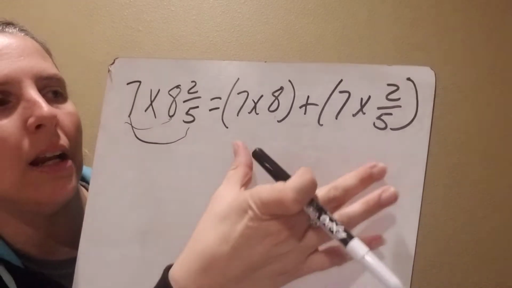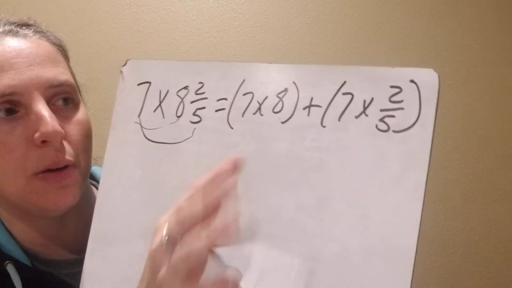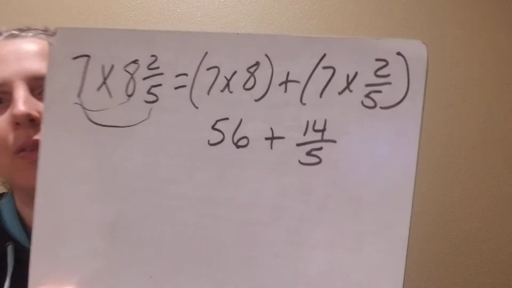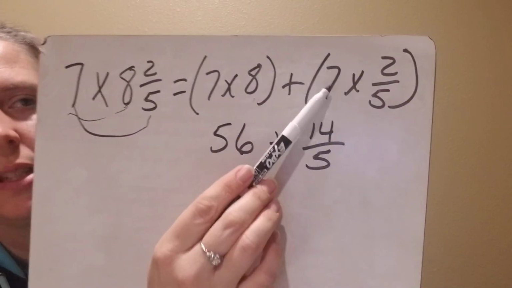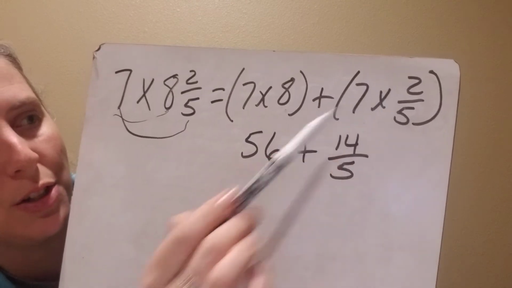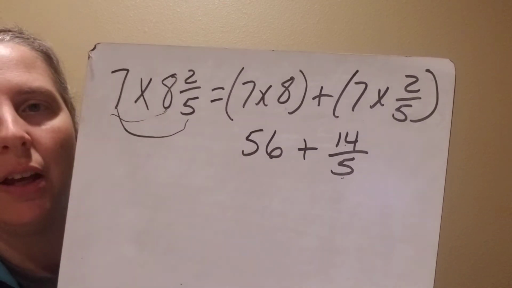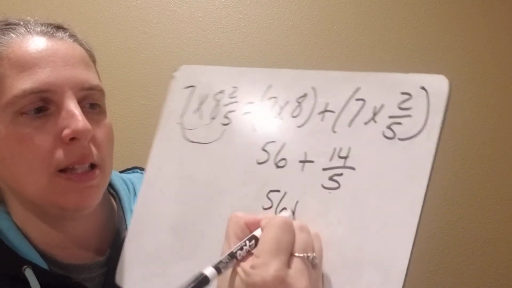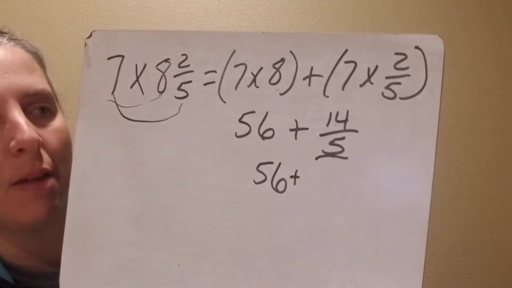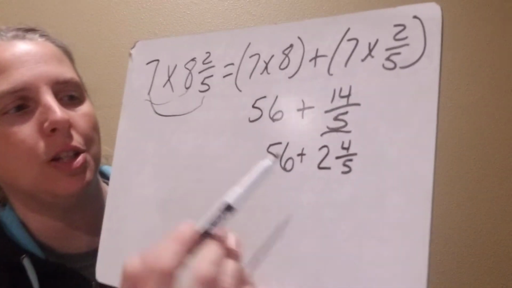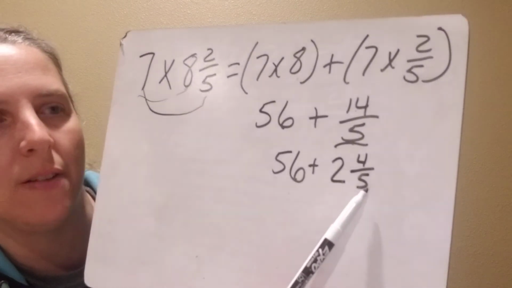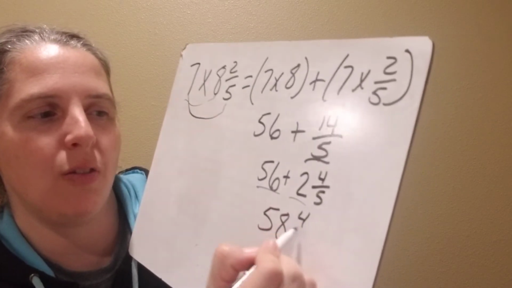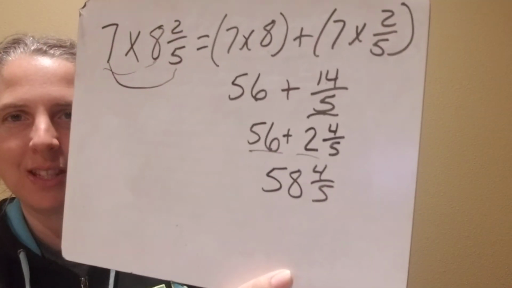All right, I want you to pause again. I want you to solve that so you have a whole number plus an improper fraction, and then check. All right, you should have 7 times 8 is 56. 7 times 2 in the numerator is 14 over the denominator, which is 5. Okay, now do the next line, which is 56 plus this answer as a mixed number. Okay, you should have 56 plus 2 and 4/5. Let's add the whole numbers quickly. 58, and our fraction stays the same, 58 and 4/5.